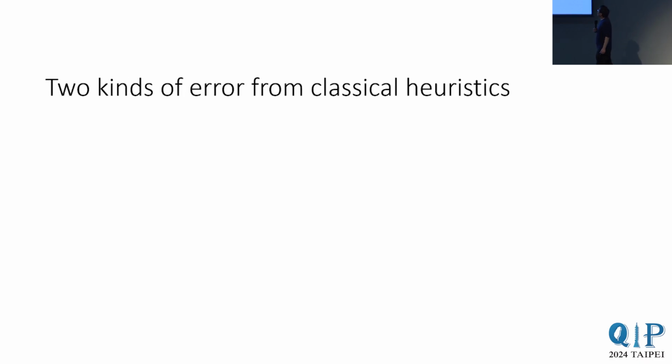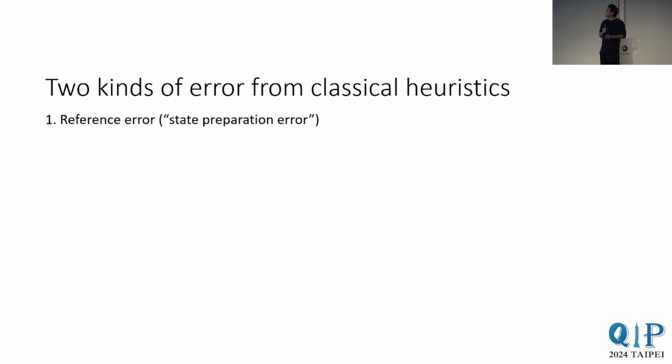Okay, having that aside about error, I want to introduce this idea that when you're thinking about the errors in classical heuristics, there are really two kinds of errors. There's one which I will call the reference error, and you can think of this as related to state preparation. And then the second error is a refinement error.